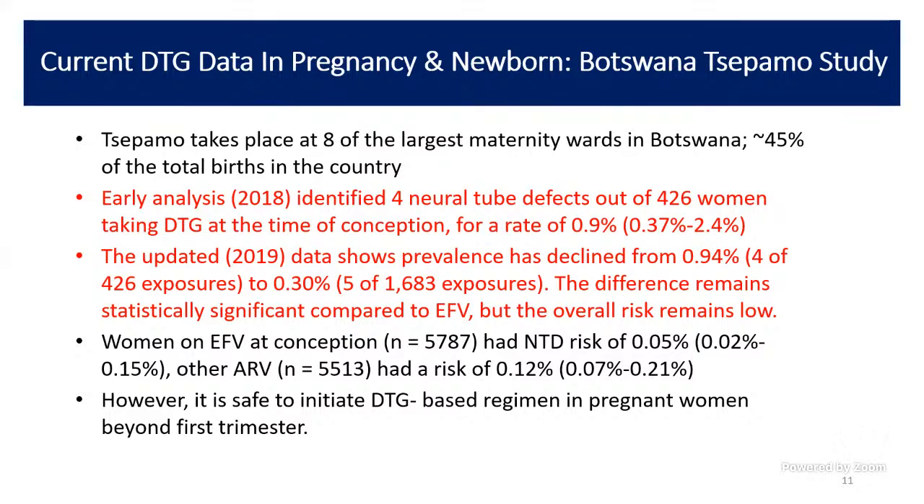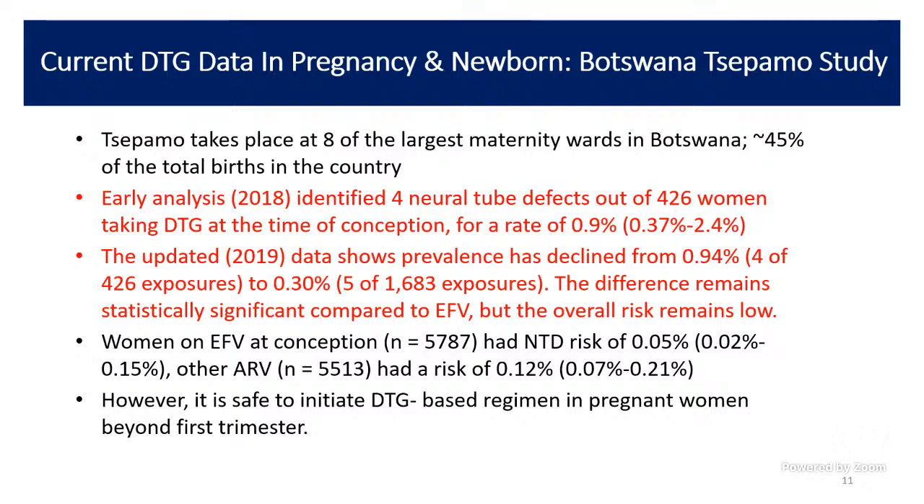Now, in Botswana, the large study was done where it showed that there was around 0.9% of neural tube defect. And this study was done on a cumulative cohort of 426 women. Now, this neural tube defect declined when the study continued over a period of time. And this declined from 0.9% to 0.3%. But basically what happened is, even if it declined, it was much, much higher than efavirenz side effect.